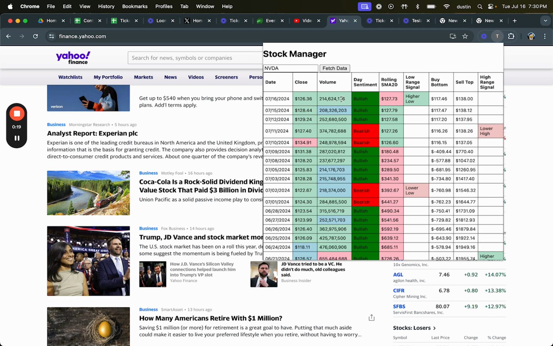Today we have Nvidia. You can see we've got over 214 million shares traded today. This thing has recently flipped bullish. The one thing that's quite concerning to me, though, is it is back below its 20-day moving average. I do like to see, though, that in the range we're seeing a higher low in the bottom here, which is really good. We're actually starting to see this kind of move up.